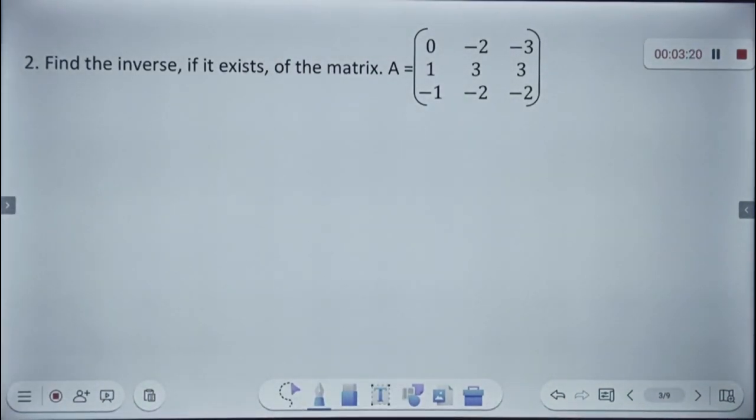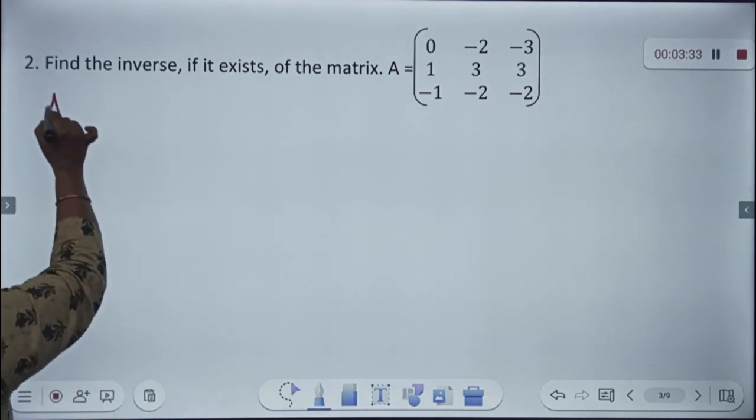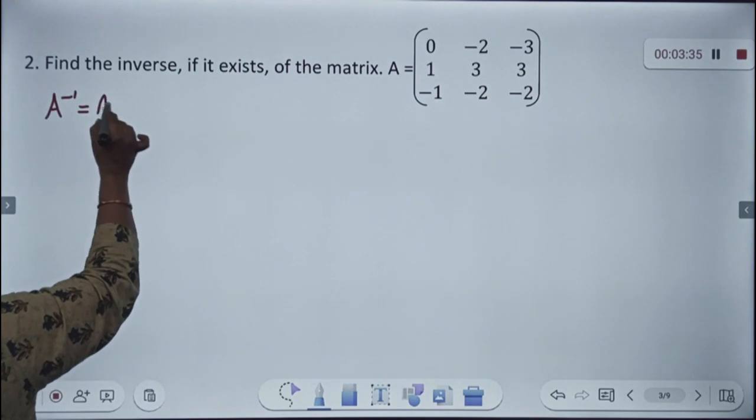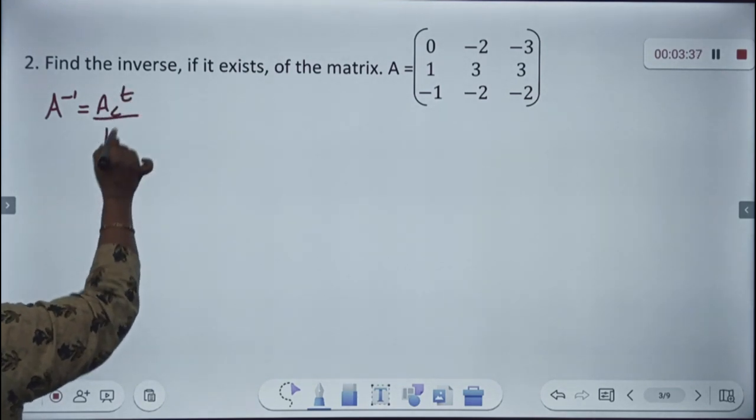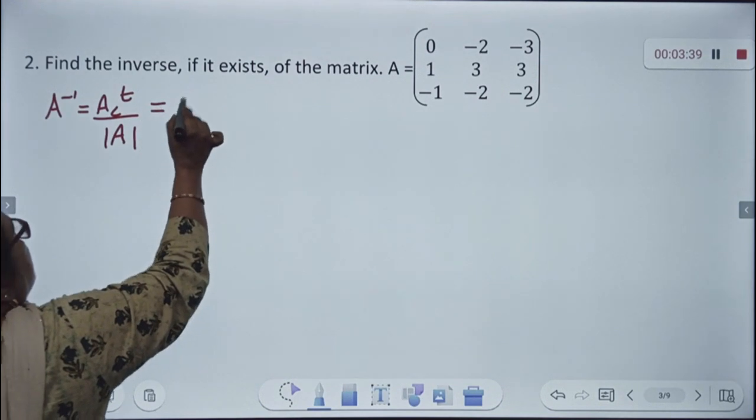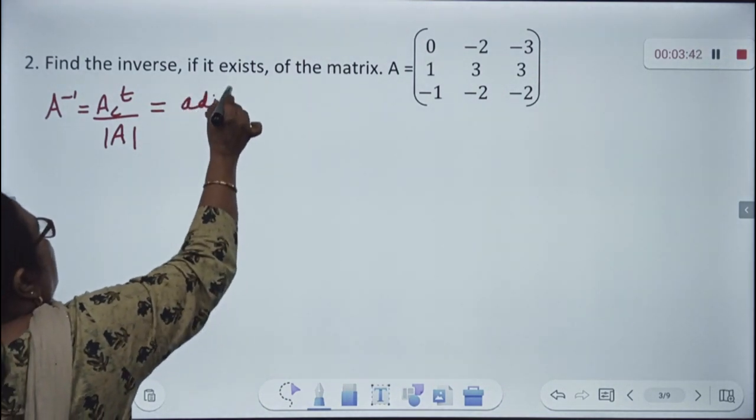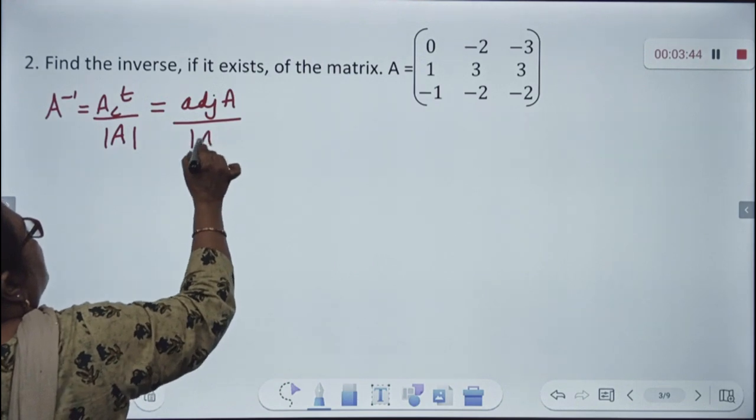Now, we are going to find the inverse of a 3 by 3 matrix. The matrix A is of order 3 by 3. It has got 3 rows and 3 columns. How do you find the inverse? A inverse is defined as AC transpose by determinant of A. AC transpose is called adjoint of A.